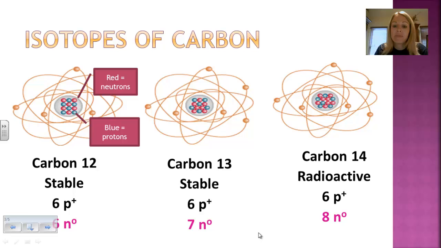Leading us to carbon 14, which is considered to be a radioactive isotope, and we'll get into the difference between stable and radioactive later on in the screencast. But what you'll notice is they also have the same number of protons, but a different number of neutrons. So because the protons are the same and the neutrons are different, that's why we have different mass numbers, because the number of neutrons has changed.